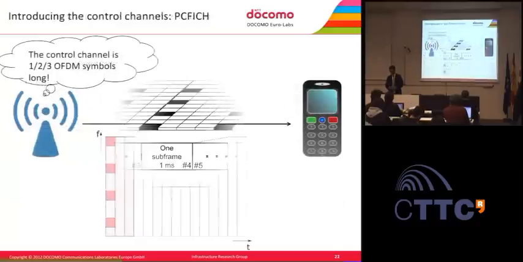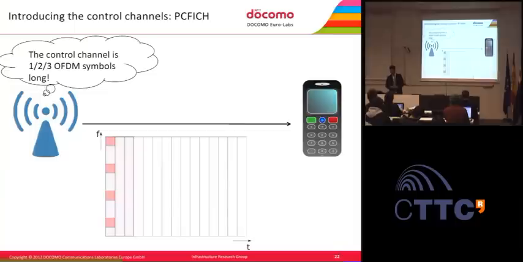Okay, let's get into some further details now. There are 3 control channels. The first one is the PCFICH, which stands for Physical Control Format Indicator Channel. Basically, this is all in the downlink, so the eNodeB tells the UE how long the control region is going to be. It's either 1, 2, or 3.